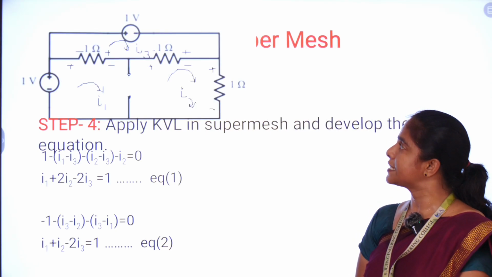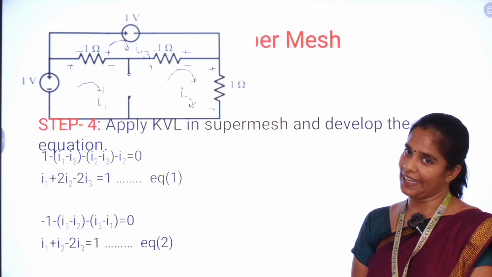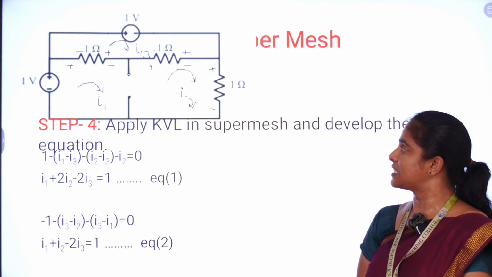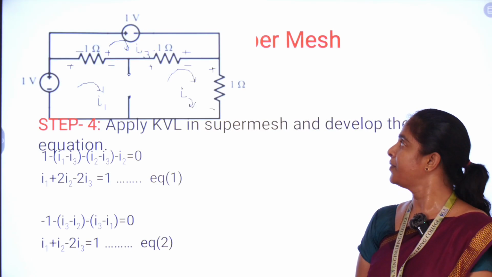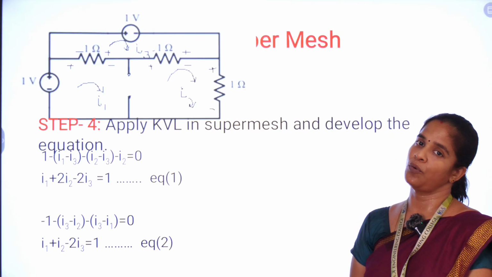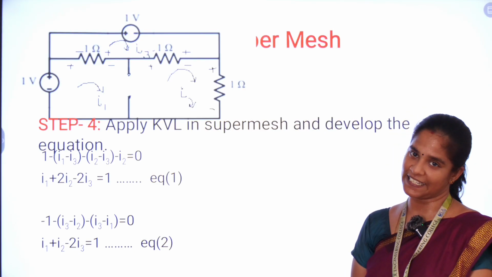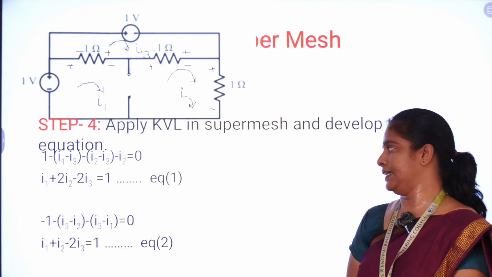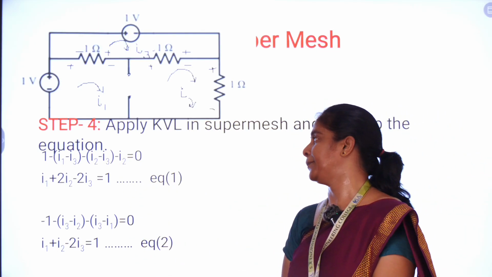Next branch is nothing but a resistive element branch. So here the resistive component is 1 and current components are I2 and I3. So the current flowing through this 1 ohm resistor is I2 minus I3, and the voltage drop across this 1 ohm resistor is nothing but 1 into I2 minus I3. That is our next element.